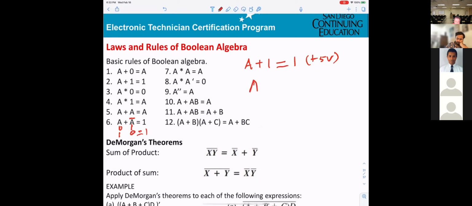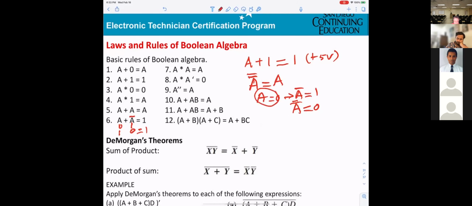That means if you get an A and you apply a not and then a not again, then it goes back to A. For example, if A equals 0, not A equals 1, and now you apply not again, not of not A, you go back to 0. That means A with a double not goes back to A.